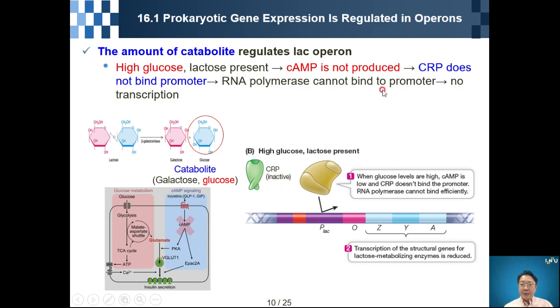The inactive CRP cannot bind to the promoter region. So without CRP binding, RNA polymerase also cannot bind to the promoter region. It means that there is no transcription. Previously we learned that when the amount of catabolite is very low; in this slide we learned that when the amount of glucose is high, there is no transcription.